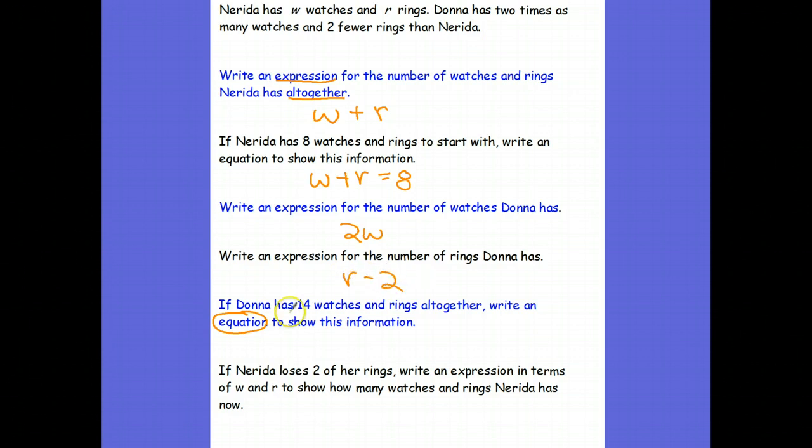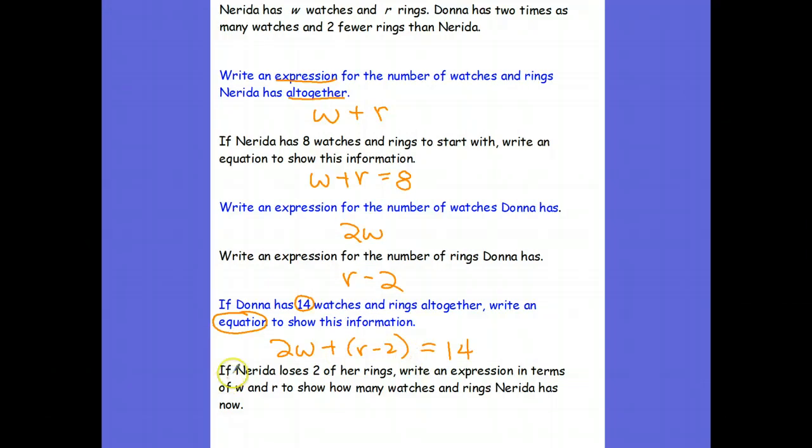Now we're ready to do this question. We know that the number of watches, 2W, plus the number of rings, R minus 2. In this case, we know that it equals 14. So we're given that information just there. And again, you can write it without the brackets.